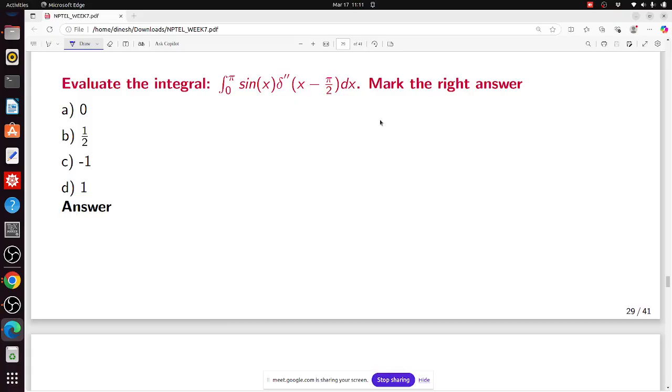Let's say the nth derivative of the Dirac delta function, with limits from c to d: the integral of phi of x delta to the power n of (x minus a) dx is equal to minus 1 to the power n phi to the power n at a, if a belongs to c to d, and it's 0 otherwise.